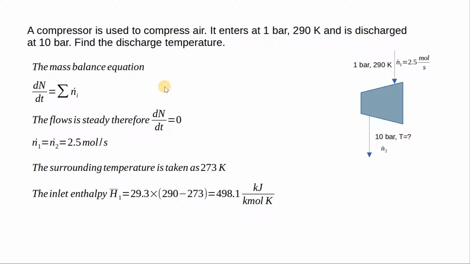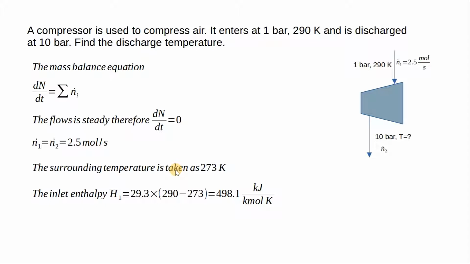in and out. Now, since it's a steady flow problem, it's a steady state, we are going to have dN by dt equal to 0 because no air is accumulating in the compressor. Whatever air comes in, the air goes out. Therefore, we have that the flow in is equal to flow out, which is 2.5 moles per second. The surrounding temperature is taken as 273 Kelvin.